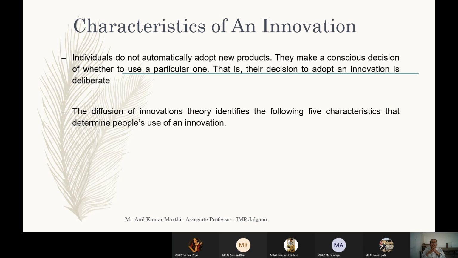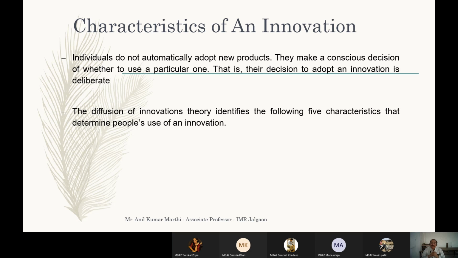Now, what is the characteristics of an innovation? When you say characteristics, you mean attributes. It also means features. So, what are the characteristics of an innovation? Individuals do not automatically adopt new products. They make a conscious decision of whether to use a particular one. That is, their decision to adopt an innovation is deliberate. The diffusion of innovations theory identifies the following 5 characteristics, which we are going to see in the next slide.